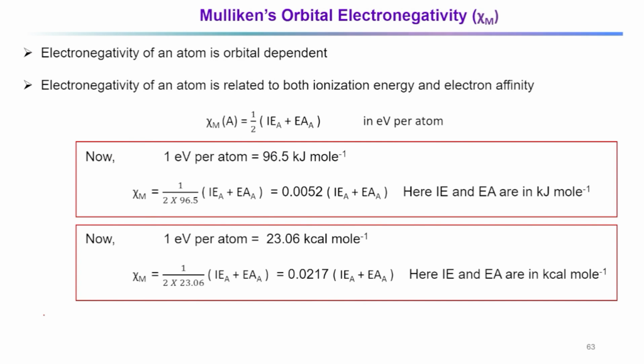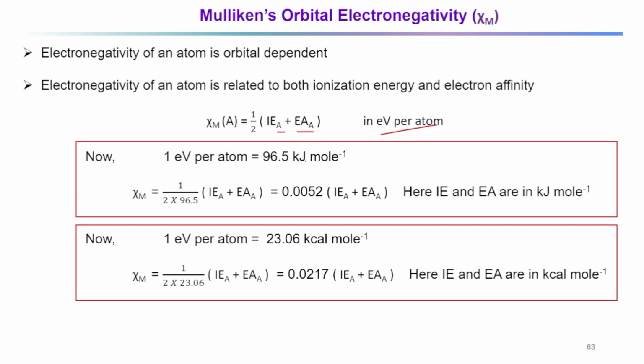Now we will discuss different types of electronegativity. Earlier we observed Pauling's electronegativity. Now we will discuss Mulliken's orbital electronegativity, which is represented as chi m. Now Mulliken said that the electronegativity of an atom is orbital dependent, and the electronegativity of an atom is related to both ionization energy and electron affinity. So Mulliken suggested that chi m of atom A is equal to half of the summation of IEA, meaning ionization energy of A, and electron affinity of A. So this is in eV per atom.